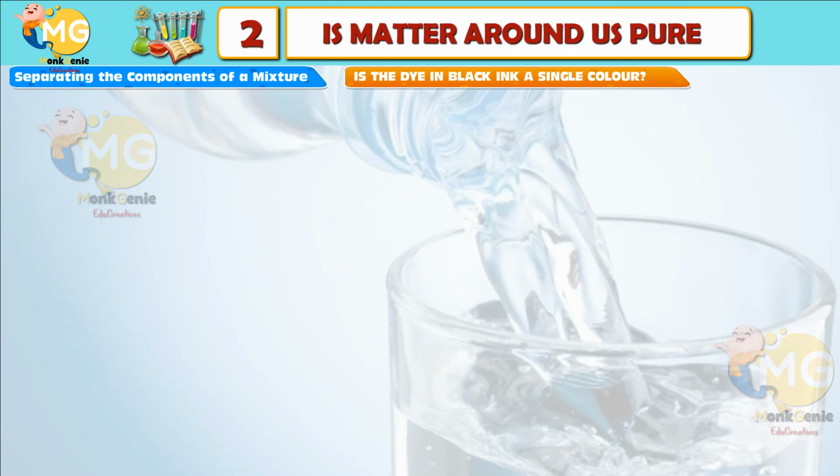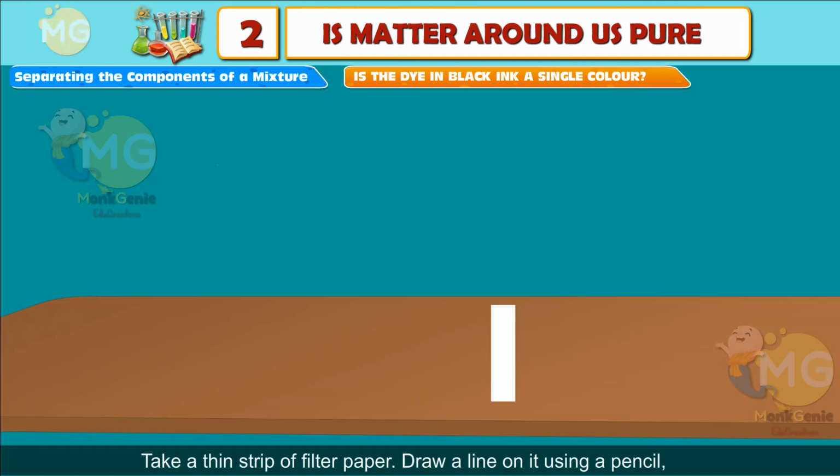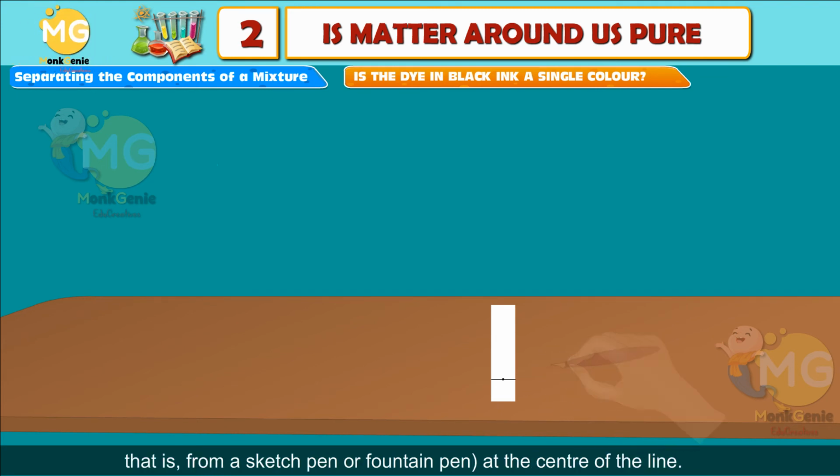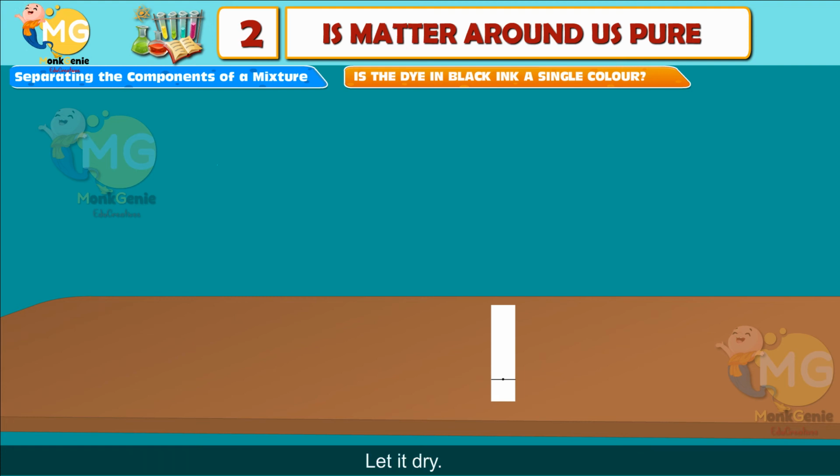Is the dye in black ink a single color? Take a thin strip of filter paper. Draw a line on it using a pencil, approximately 3 cm above the lower edge. Put a small drop of ink, water-soluble that is, from a sketch pen or fountain pen, at the center of the line. Let it dry.